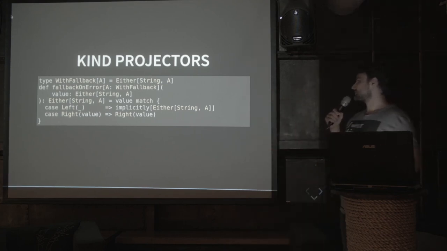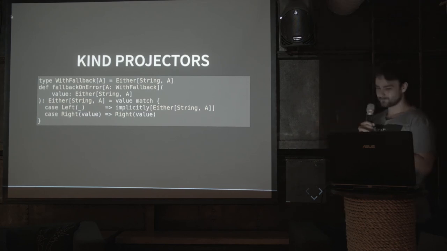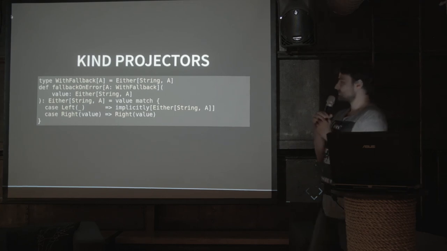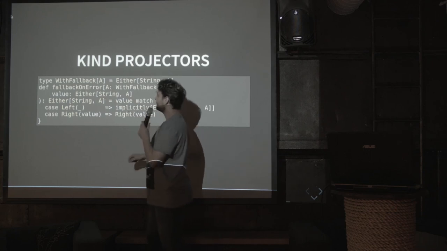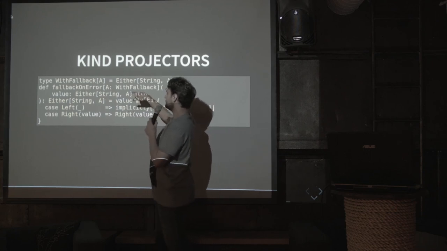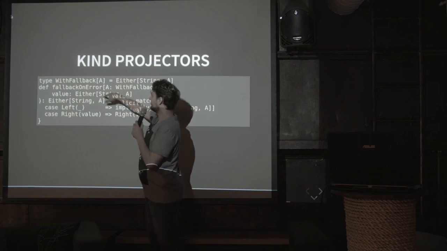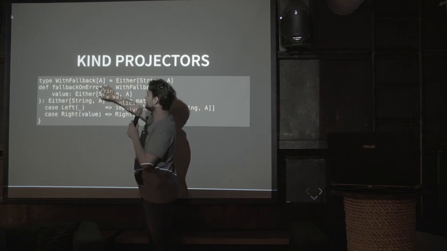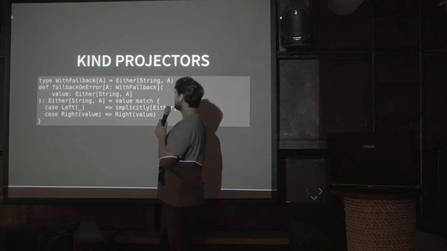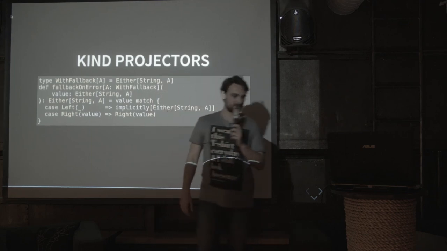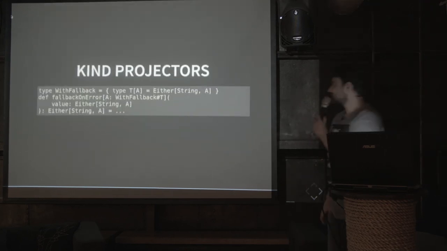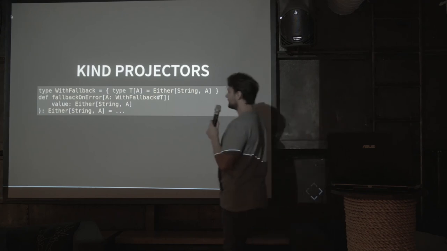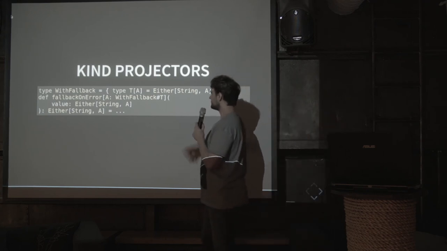The way we can approach this is to do it in several steps. Step one would be that instead of having this parameter here, we would make WithFallback a structural type, and then there will be some type T inside the structural type that would be parametric and have this binding to the first parameter. It would look like this. Right now, WithFallback is a structural type. It has the type alias inside of it.